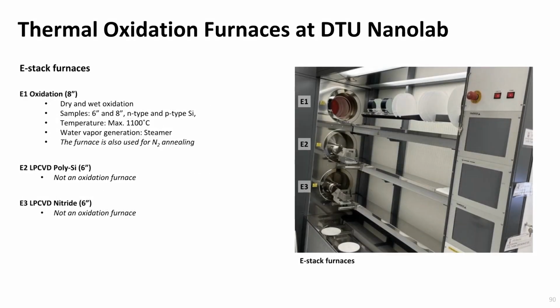The E-stack furnaces. Furnace E1 is the newest and biggest oxidation furnace in the cleanroom. It allows wet and dry oxidation of P and N-type silicon wafers at temperatures up to 1100 degrees. Water vapor is generated using a steamer. The furnace can also be used for annealing with nitrogen. The furnaces E2 and E3 are not oxidation furnaces. They are used for LPCVD deposition of silicon and silicon nitride, respectively.